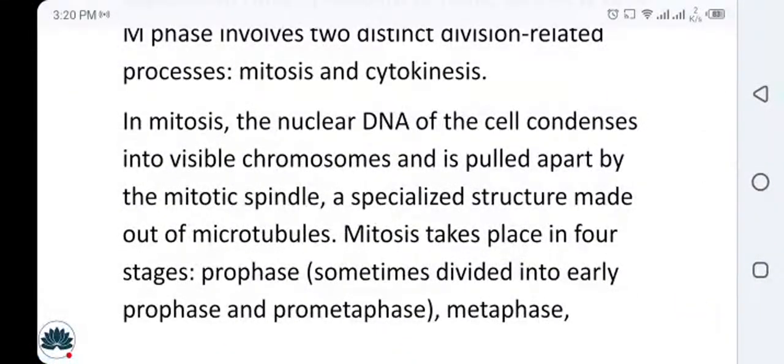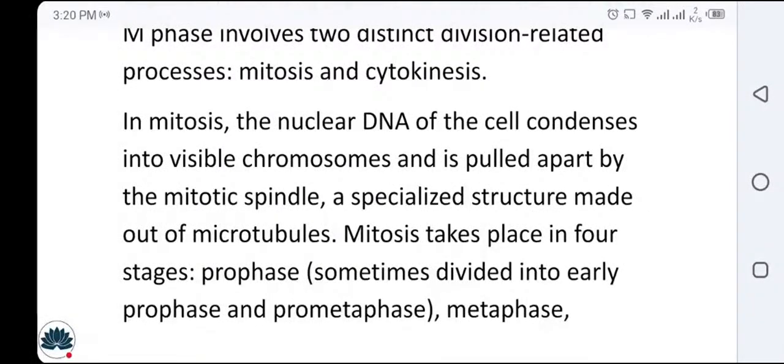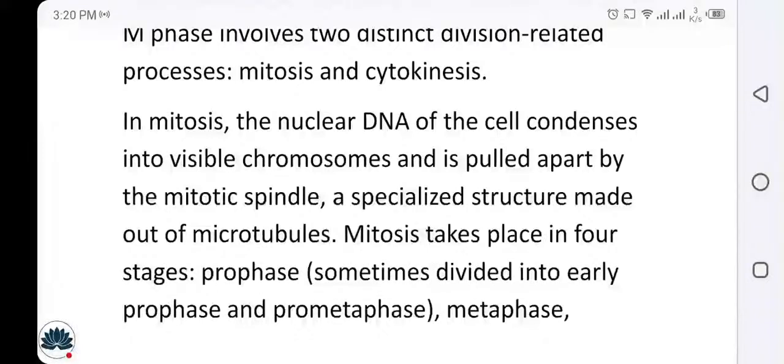Now, what does this mean, that in mitosis the nuclear DNA of the cell condenses into visible chromosomes? The word condenses means that the DNA joins together and becomes more visible, and that's why it is visible through the electron microscope. All right. So this is how we see how the chromosomes are basically dividing. We'll also be understanding the structure of the chromosome, which is very essential before starting these stages, but we'll be understanding that in the next PDF.